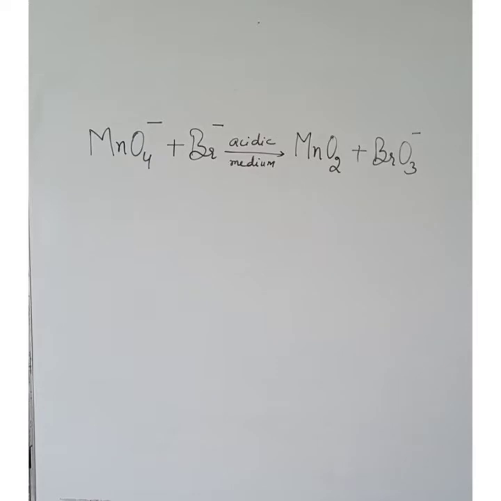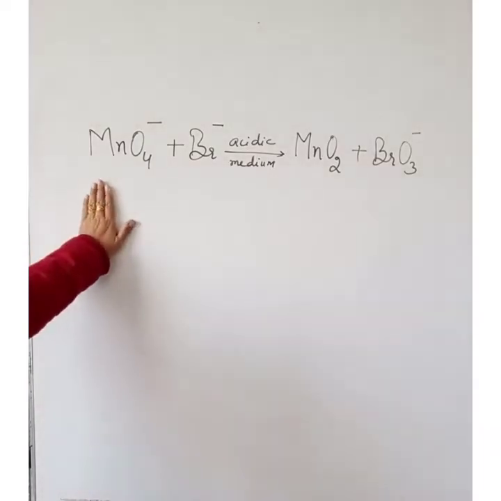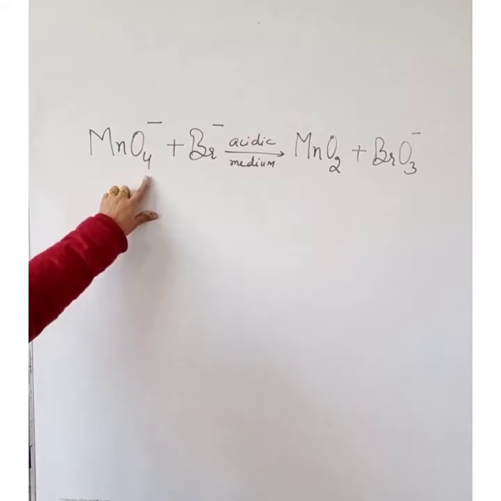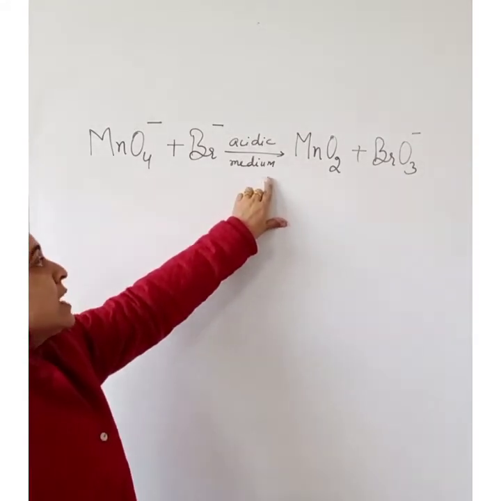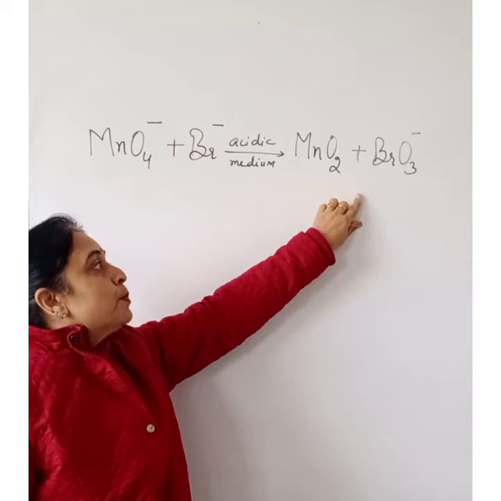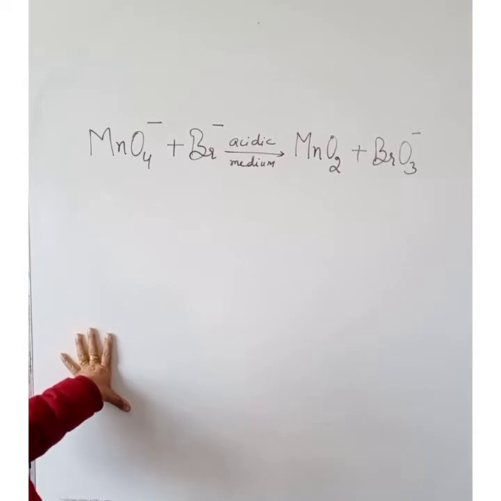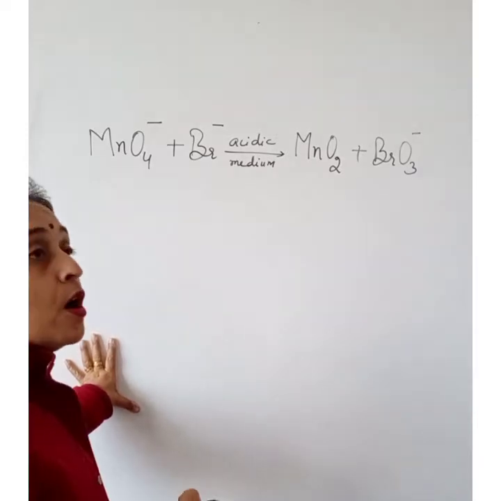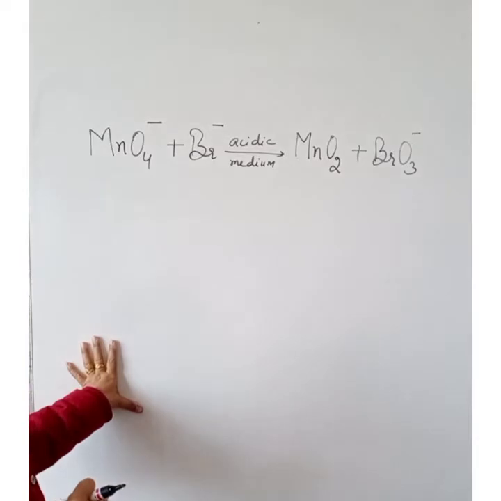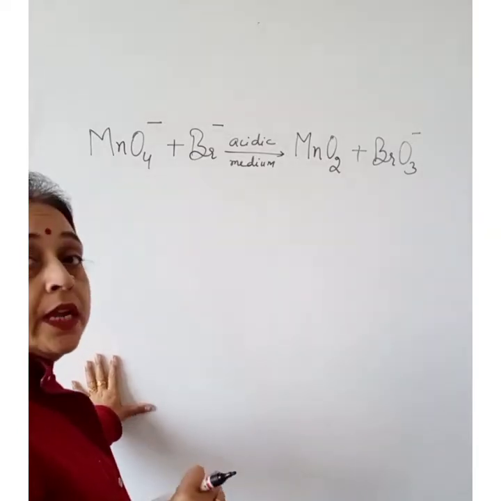Now let us apply the rules of balancing on this reaction. The reaction is given to us: MnO4 minus plus Br minus in acidic medium gives MnO2 plus BrO3 minus. Now this reaction can be given in the form of words. For example, permanganate ion reacts with bromide ion in acidic medium to form manganese dioxide and bromate ion.